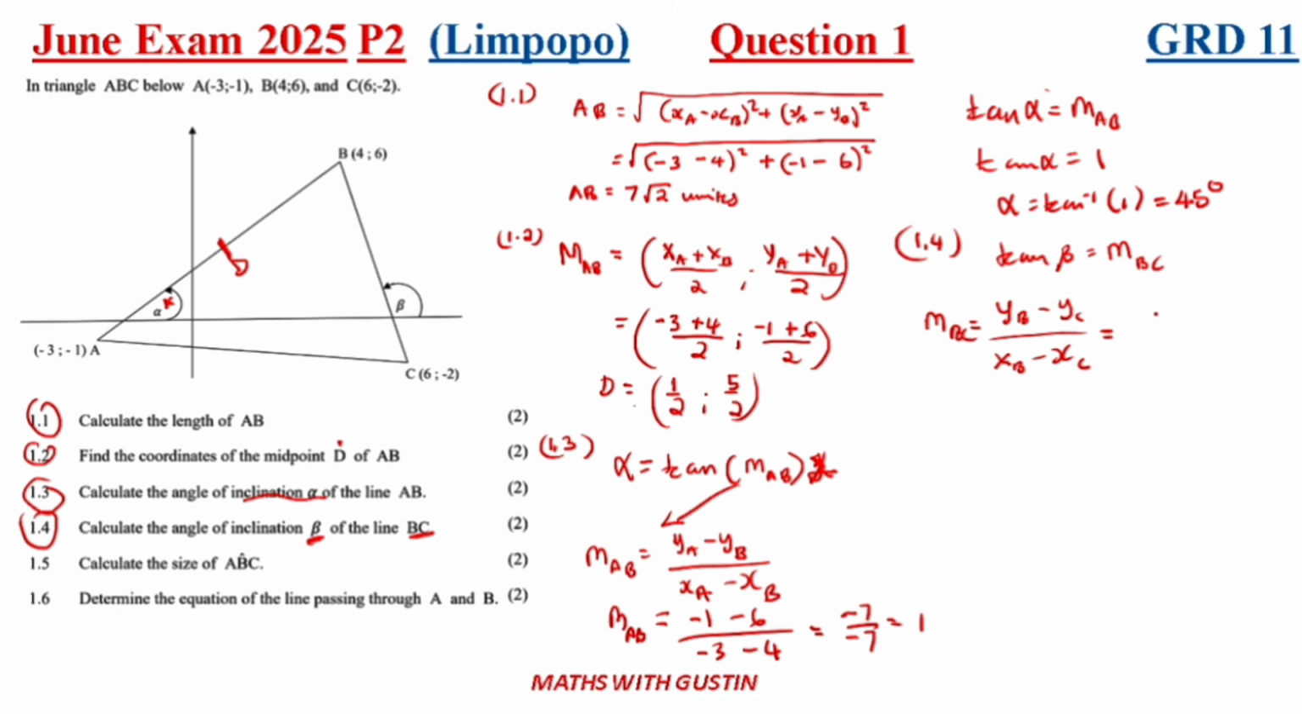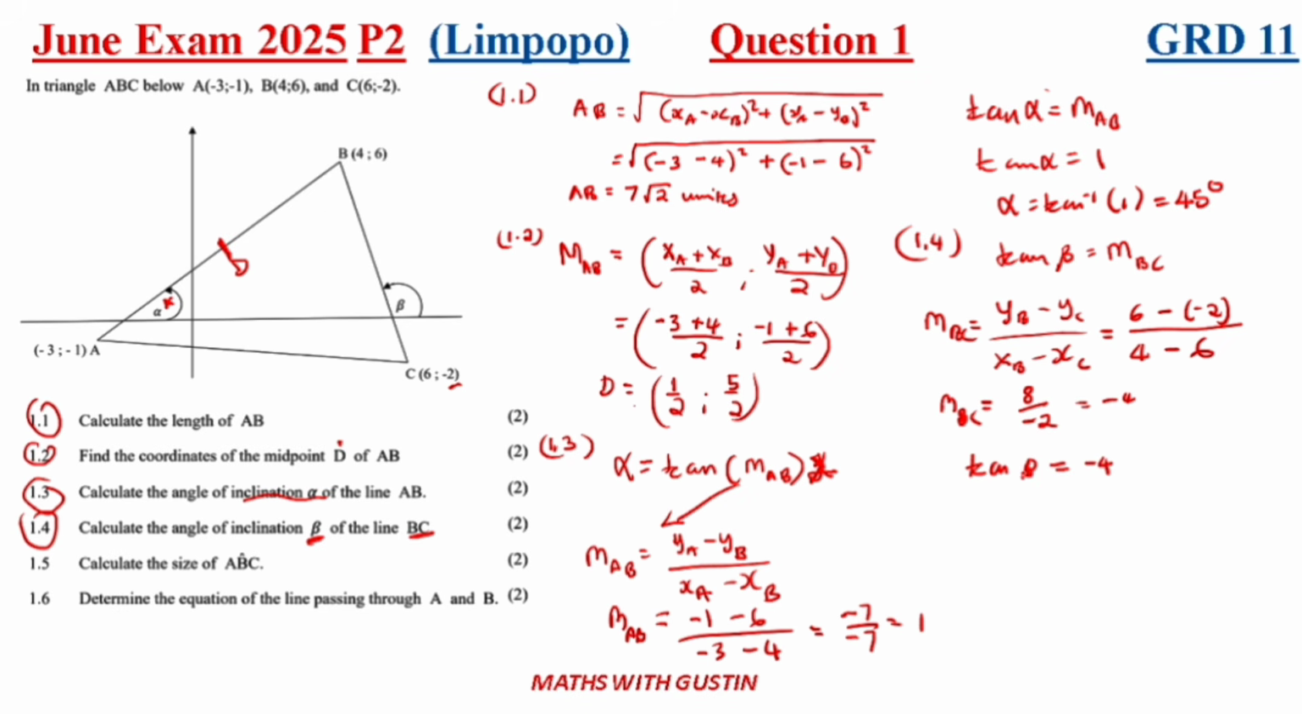So let's go there and see the coordinates. Y at B is 6, and then minus -2, which is the y at C. We can see it is 2 there. Then x is going to be 4 minus 6. There you go. And then it's going to be 8 all over -2, which is equal to -4. Great. So the gradient is equal to -4. Now when you come here, guys, you say tan beta is equal to -4.